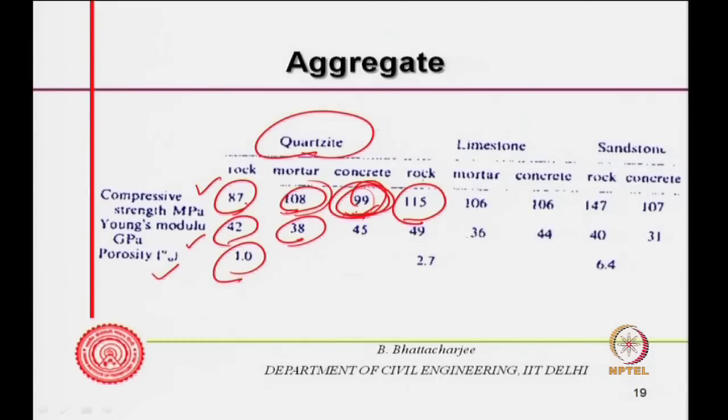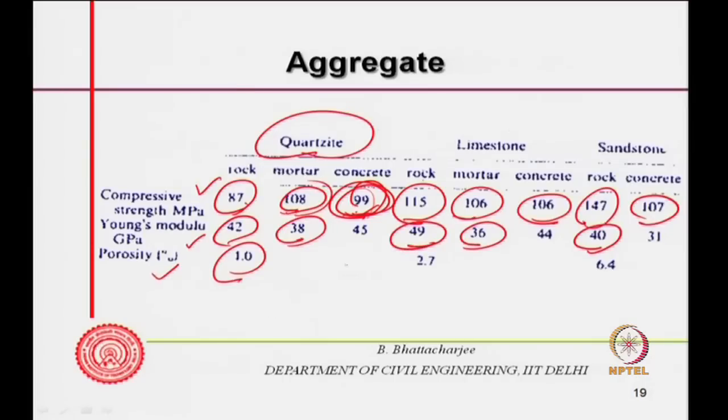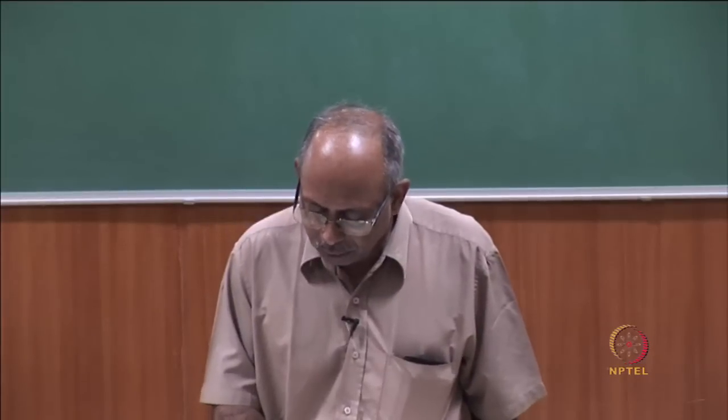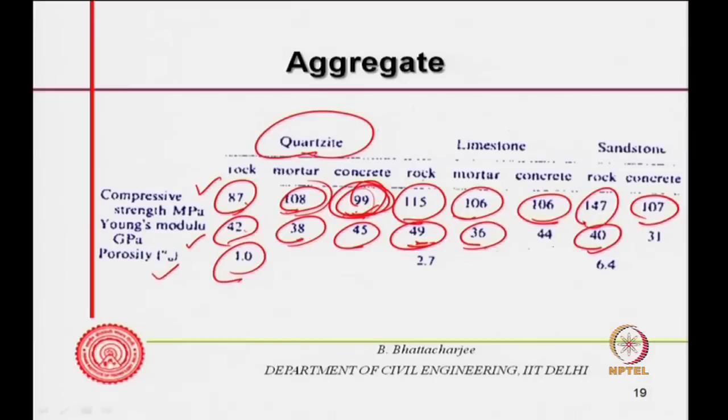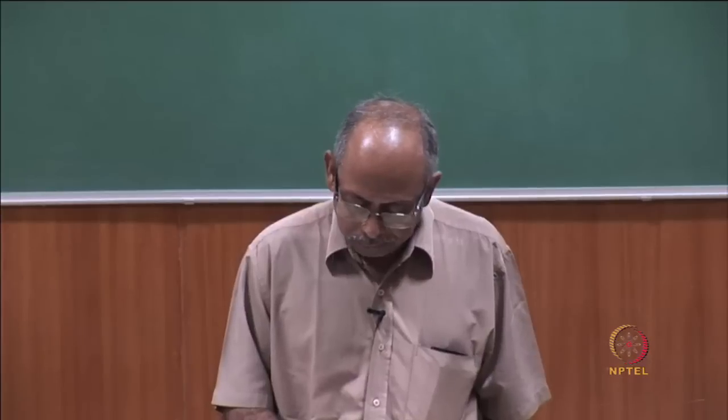You see rock limestone 115, concrete 106, and sandstone 147, concrete 107. In between, mortar is not available. Modulus of elasticity is 40, here 39, 49 and 45 and so on. So, the rock has got 49 modulus of elasticity. Both properties and the porosity are given; this is a highly porous material. So, although rock strength is high, this can bring down my strength, because the cracks will pass through this and therefore concrete strength gets reduced. For 147, although its strength is high, it cannot exhibit that kind of strength.